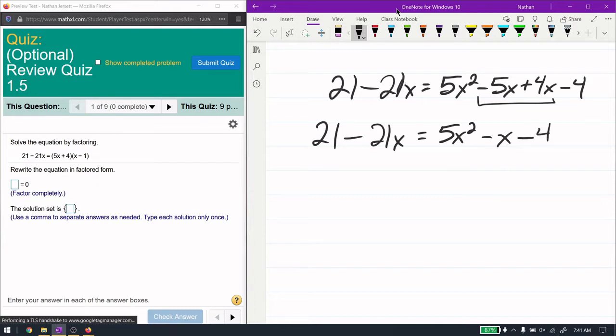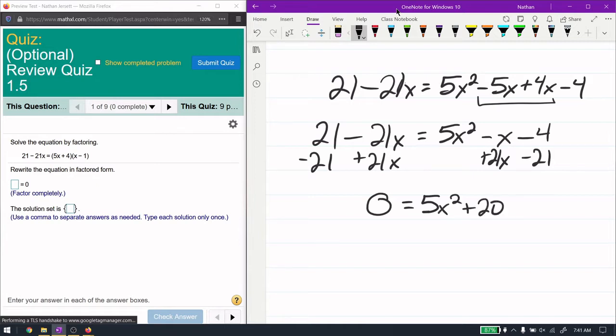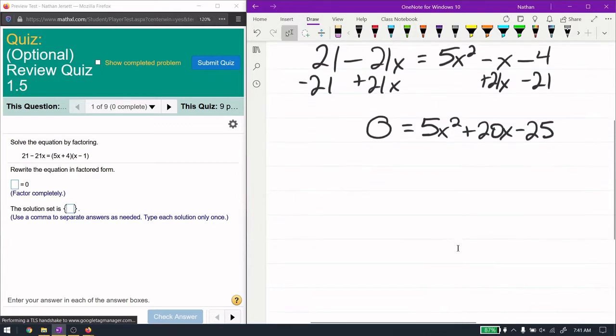This is a quadratic because we have the x squared term. And we're going to get everything over to one side so that we can solve it. So I'm going to add the 21x to the right-hand side and subtract the 21 from the right-hand side as well. That gives me 0, which you must have on one side of the equation. And then 5x squared plus 20x minus 25. Here you can see that we have a quadratic that's equal to 0.